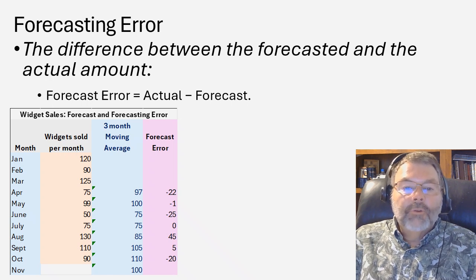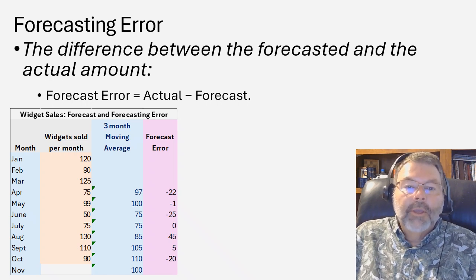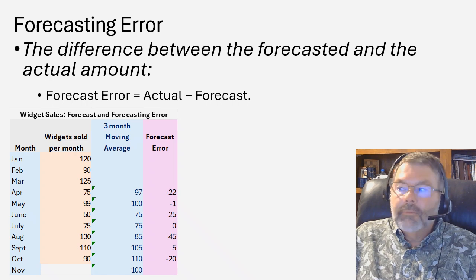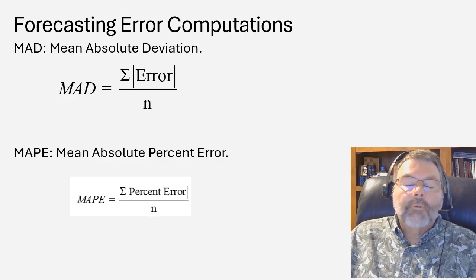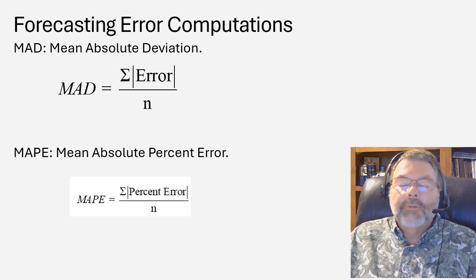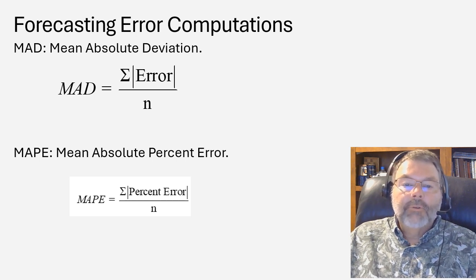For May, we sold 99, but we predicted or forecasted we would sell 100, so we have a negative 1, and so on and so forth. And so we're going to be doing a little bit more with this, but the forecasting error is simply the actual less the forecast. Two other computations we're going to be talking about in dealing with forecasting error are the MAD, the mean absolute deviation, which just sums up the absolute values of the error and divides it by how many time periods you forecasted. It could be week, it could be day, it could be year. We also have the mean absolute percent error.